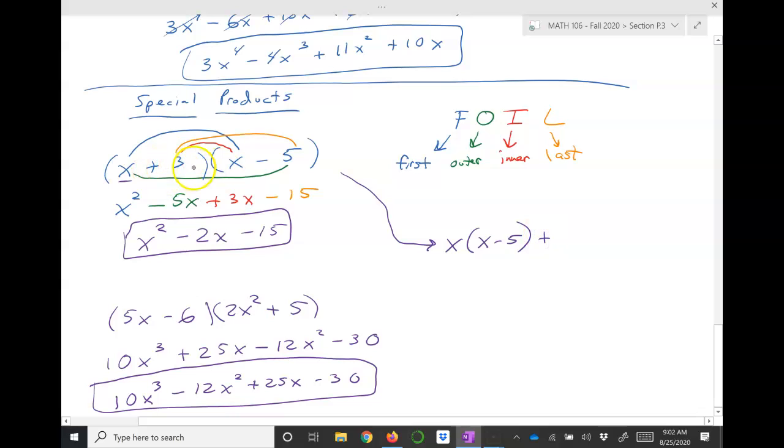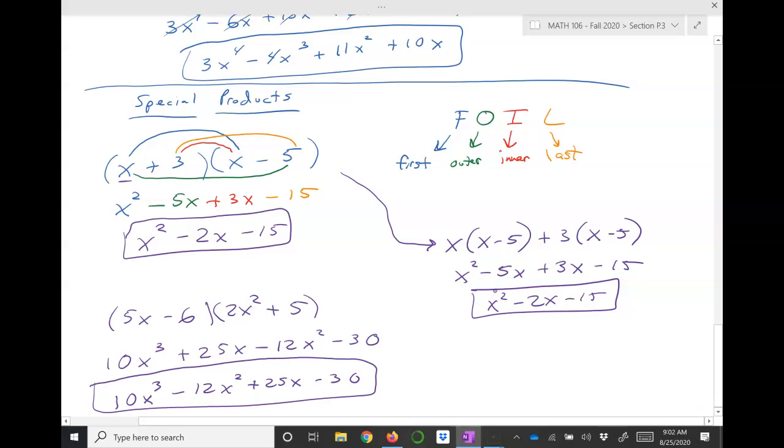Now I know to add to it because it's positive 3, plus 3 times x minus 5. Now this is much easier because you don't even have to think about FOIL at this point, because you just distribute each of these x and 3's. So you have x squared minus 5x, and then plus 3x minus 15. Now you see that you're going to get the same second line as when we FOILed. And then your final answer is going to be the same.